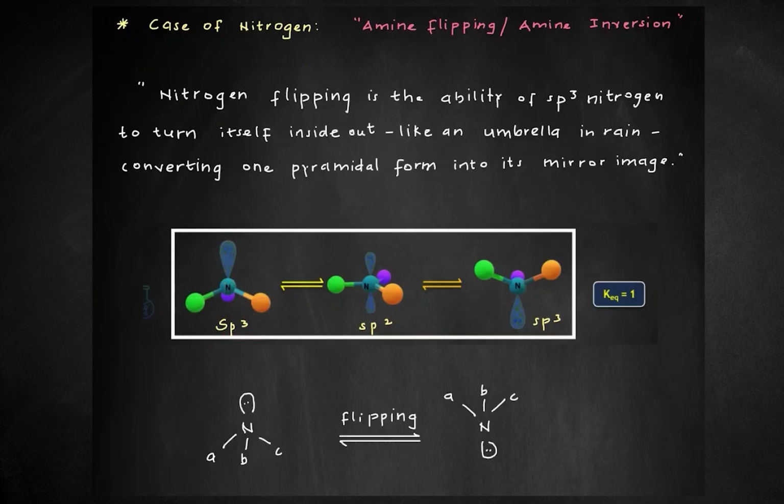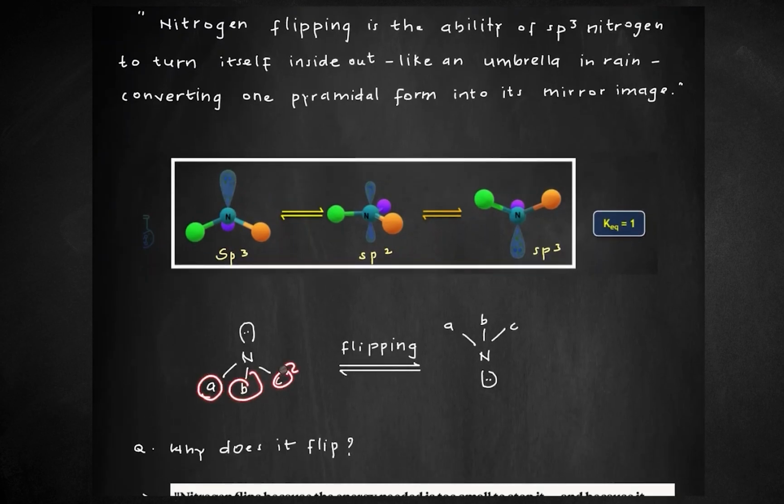At room temperature, it will hardly take 6 to 8 kilocalorie per mole of energy, right? Very little energy is required, and because of this, these three atoms will go in this direction and the lone pair will go in this direction. Okay, so this is called flipping. Like here you can see A, B, C, 3 groups. The lone pair comes down and these 3 go up. So this is called flipping. So this will convert into this, and this is a very random, very fast conversion.